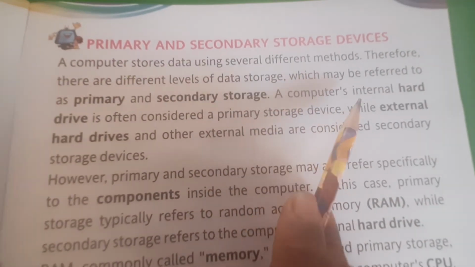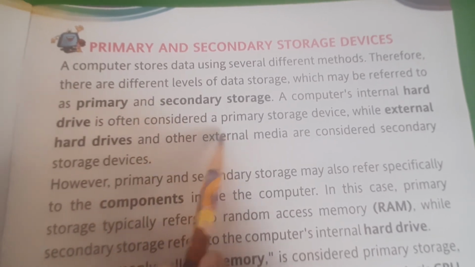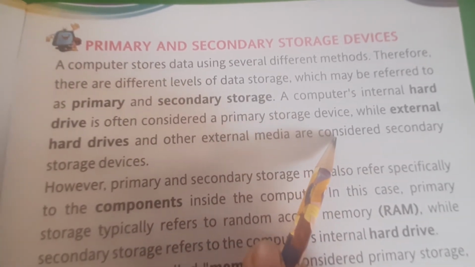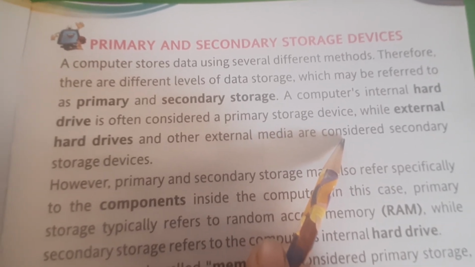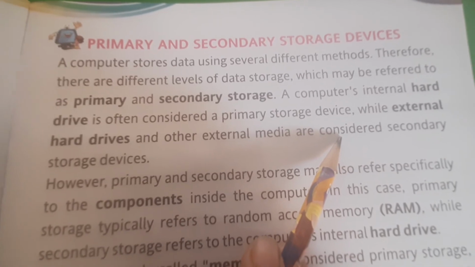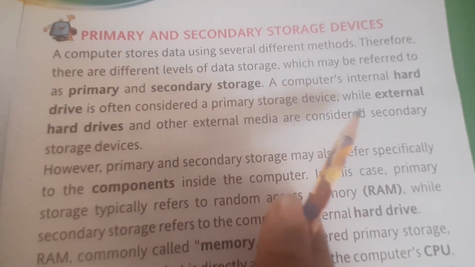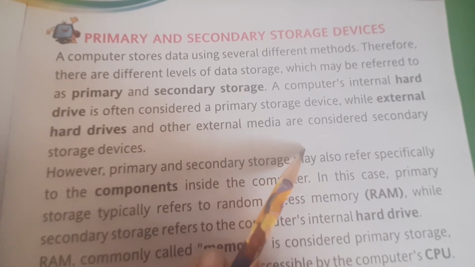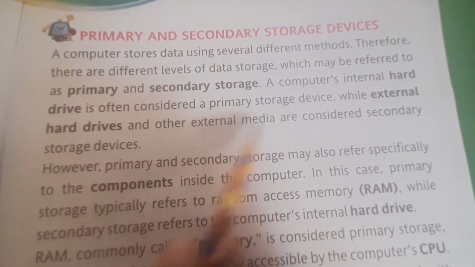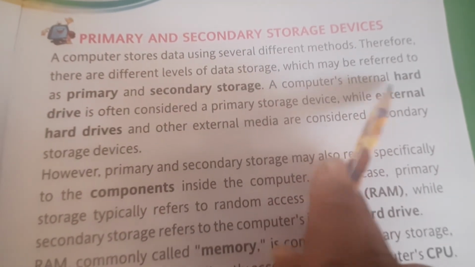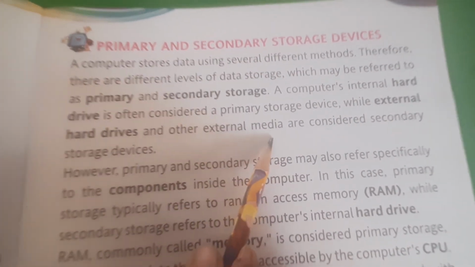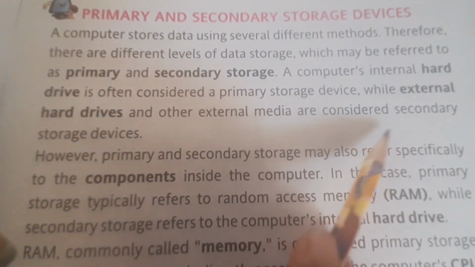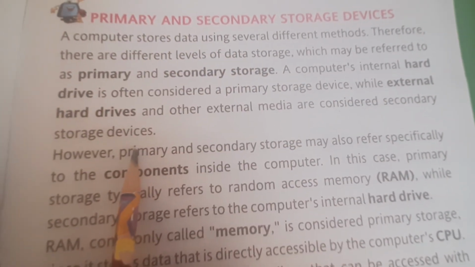A computer's internal hard drive is often considered a primary storage device. If you have seen the computer, there are various drives there like C drive, D drive, all of which are part of the hard disk, while external hard drives and other external media are considered secondary storage devices. So the internal hard drive is a primary storage device, and external hard drives and other external media like pen drive, CD, DVDs, multimedia card are considered secondary storage devices.